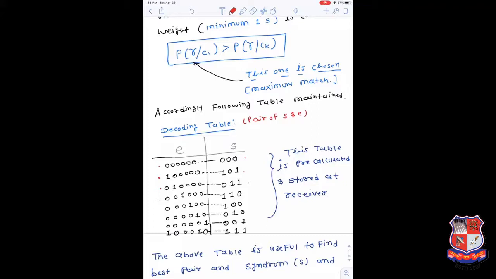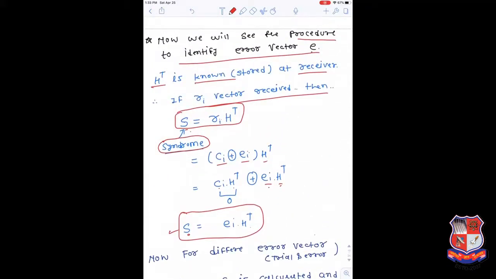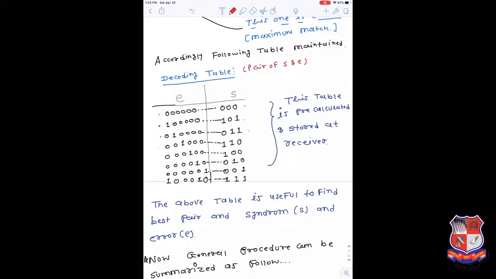Once this is done, if we can find the syndrome S, then we have a table available, and this table is stored in the memory of the receiver. From this we first have to identify the syndrome. And how do we get the syndrome? Syndrome is simple. Whatever the received vector R is, we multiply it with the H^T matrix, which is stored in the receiver. Then we find the syndrome.